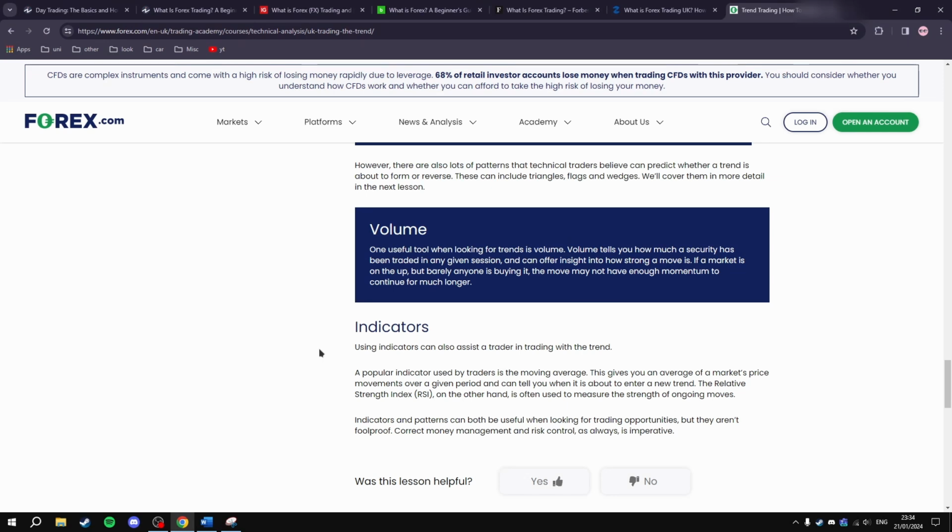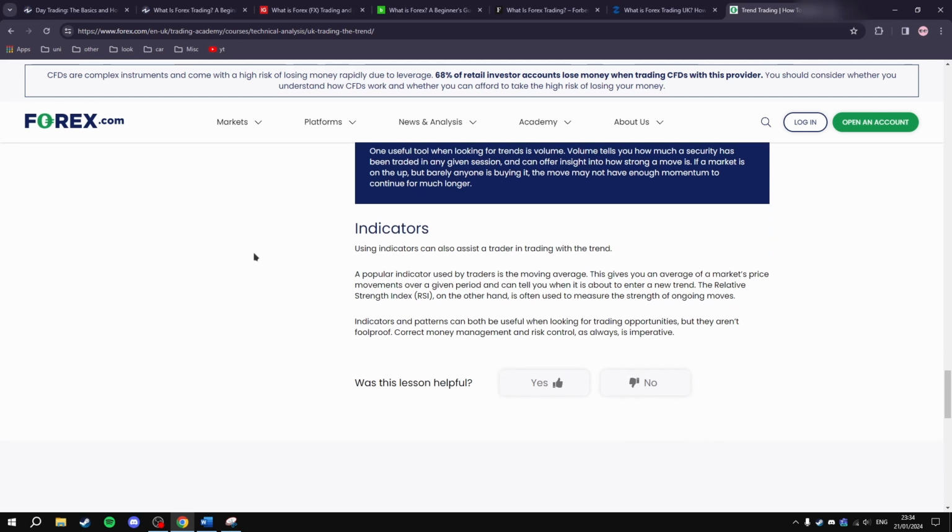If the market is on the top but barely anyone is buying it, then the move may not have enough momentum to continue for much longer, so it's going to drop, basically.